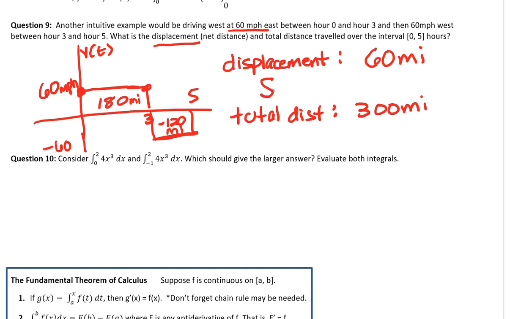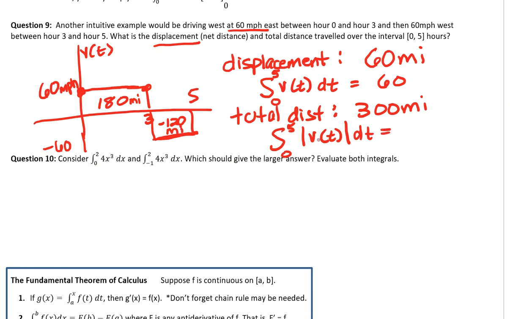And what have we seen a minute ago here? That if you find the area under your velocity curve, that would give you displacement. So if we integrated from 0 to 5 of our velocity curve, that would give us our displacement. And for our total distance, we would need to make all of our velocity positive. We would do that by using absolute value, which would take that negative region and flip it up to be positive. So for total distance, we need to integrate the absolute value of velocity.